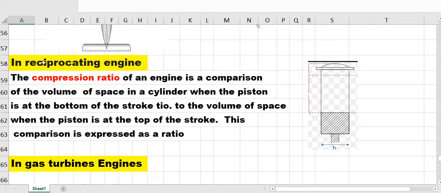And the engines, reciprocating engines or piston engines, the compression ratio of the engine at the piston. Here, these are two volumes. Volume here and the other volume here. The ratio between them is the compression ratio. Okay?